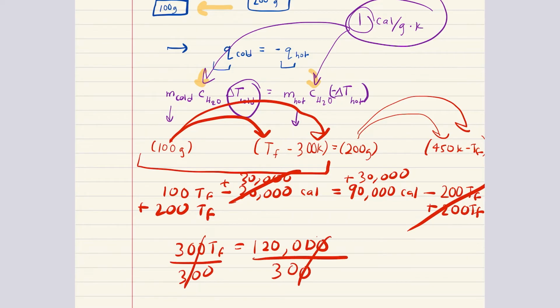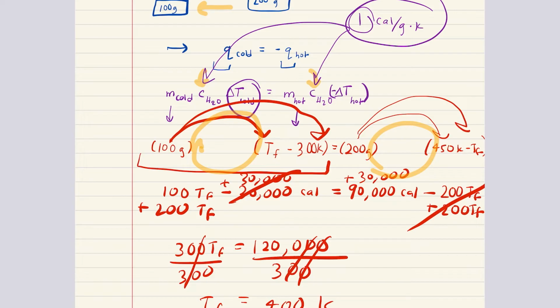Now this is a really easy calculation. We can cancel out the zeros here. We have 1,200 divided by 3. This is going to be equal to 400. So TF is 400 Kelvin. And just like that, we figured out the equilibrium temperature of our system. And the math was really easy because we were smart about the value of C that we were using. And in addition, even if we chose the other value, since we have the same heat capacity on both sides for water, those values would have canceled out anyways.